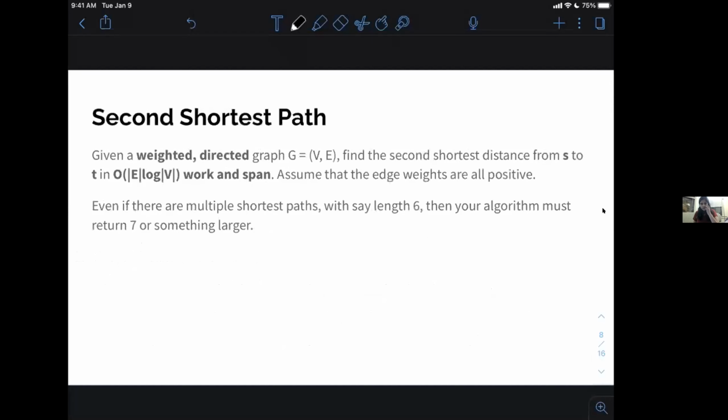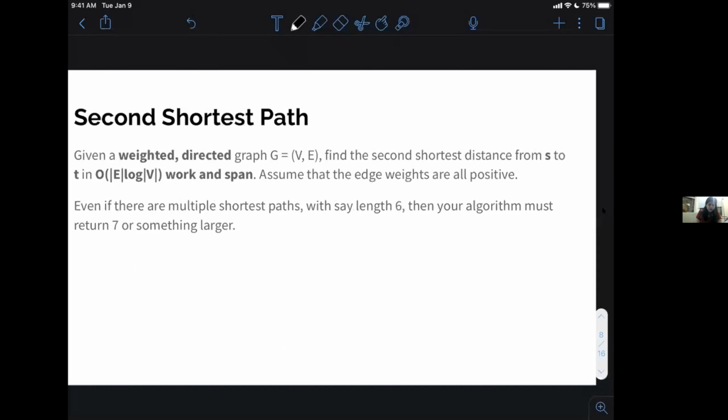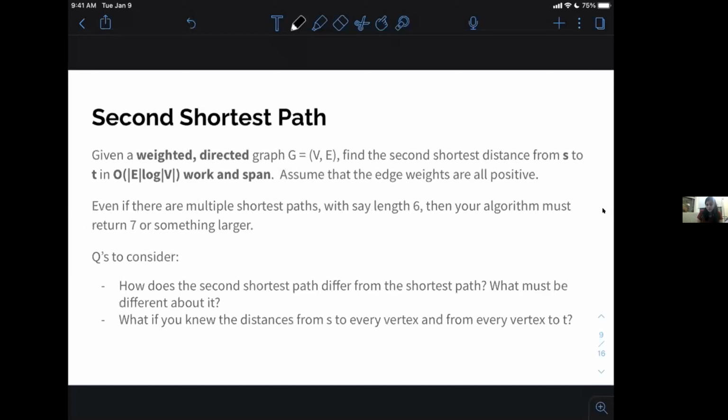Okay, so this is the second choice path problem. You're given a weighted directed graph G, and you want to find the second shortest distance from S to T in both M log n work and span. You can assume that the edge weights are all positive. If you have multiple shortest paths, like ties for a shortest path, you still want to return the second shortest distance.